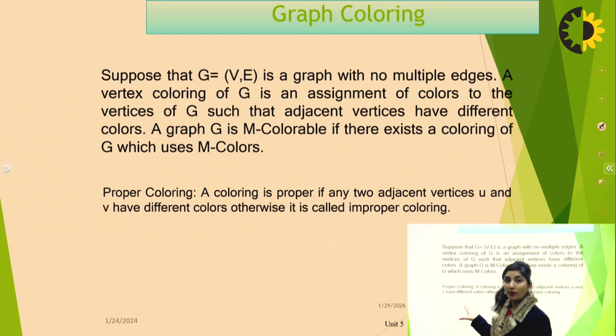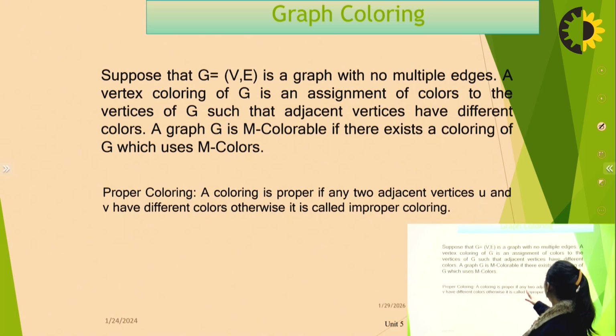What do you mean by proper coloring? A coloring is proper if any two adjacent vertices U and V have different colors, otherwise it's called an improper coloring.